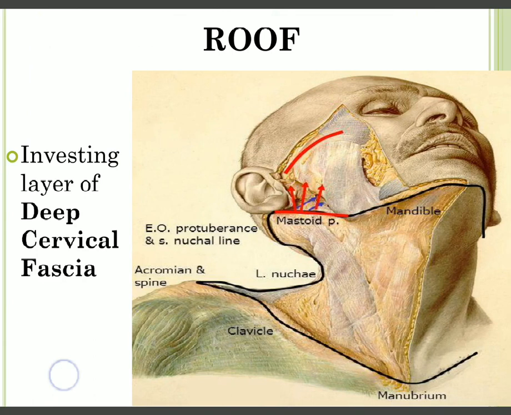The roof of the posterior triangle is formed by the deep cervical fascia, that is the investing layer. The very first layer forms the roof of the posterior triangle. In this figure, you can see the boundaries of the investing layer of deep cervical fascia.